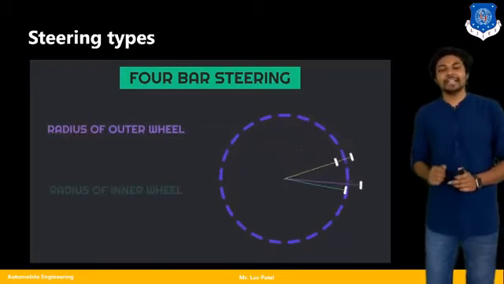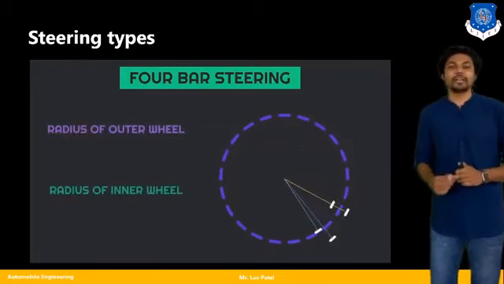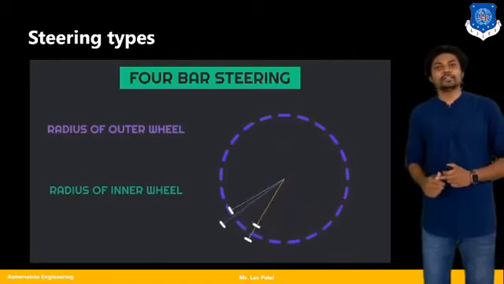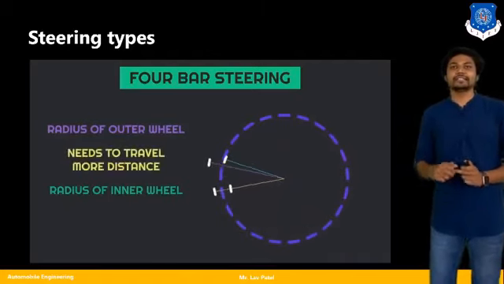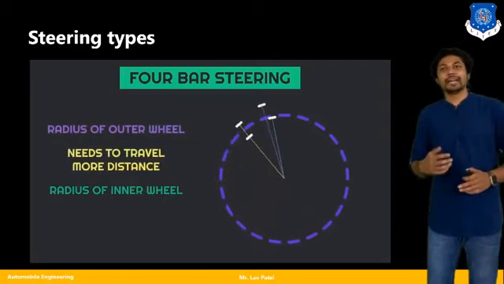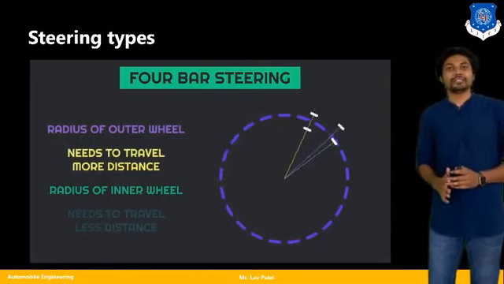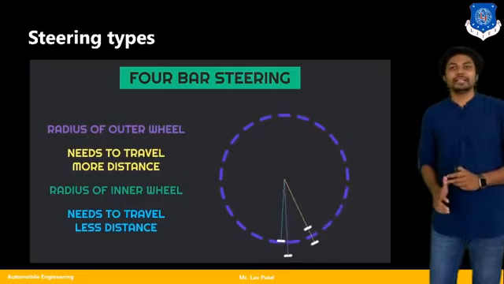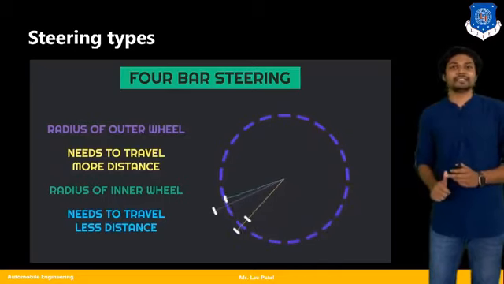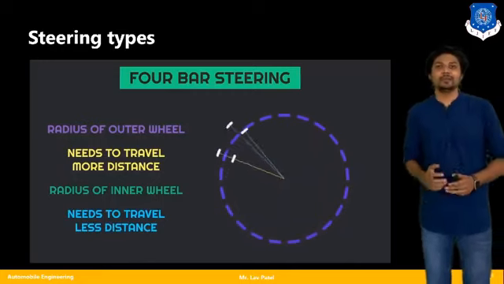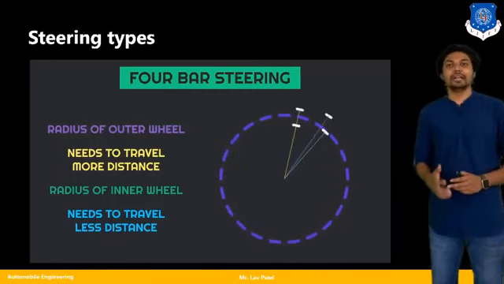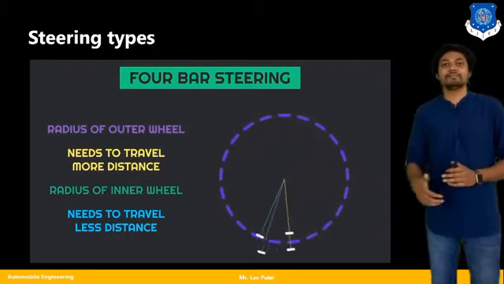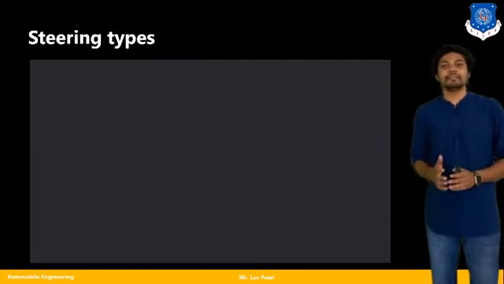At the instantaneous center point, my overall vehicle is going to turn accordingly. The actual purple line you can see is the radius of the outer wheel, which needs to travel more distance than the inner wheel, and the inner wheel needs to travel less distance. So these are the two main differences between the inner wheel and outer wheel, how they travel differently at very different angles.